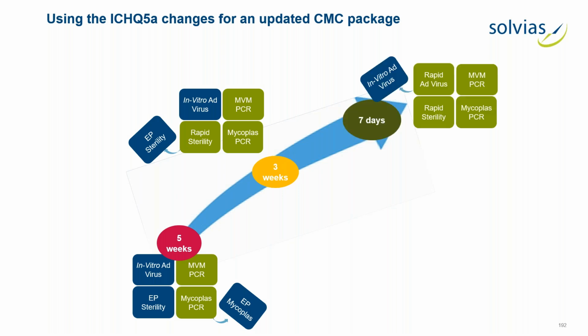If we then go to the holy grail of getting a CHO release done in 7 days, we need to think very carefully about that last rate limiting step, which is the 14-day in vitro adventitious virus test. That means that we have a great opportunity to play here with the next generation sequencing adventitious virus assay, which we are currently developing in Utrecht right now.